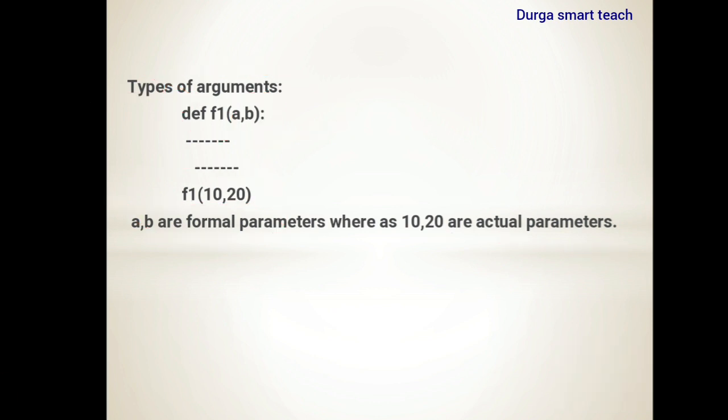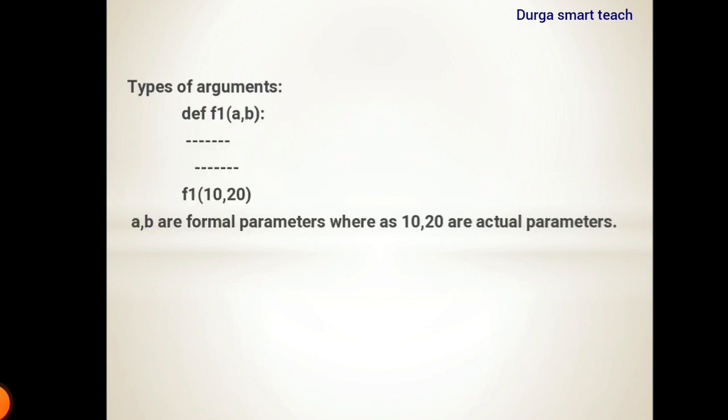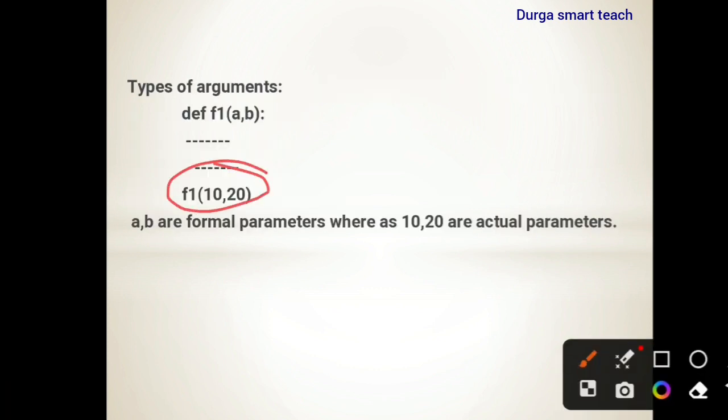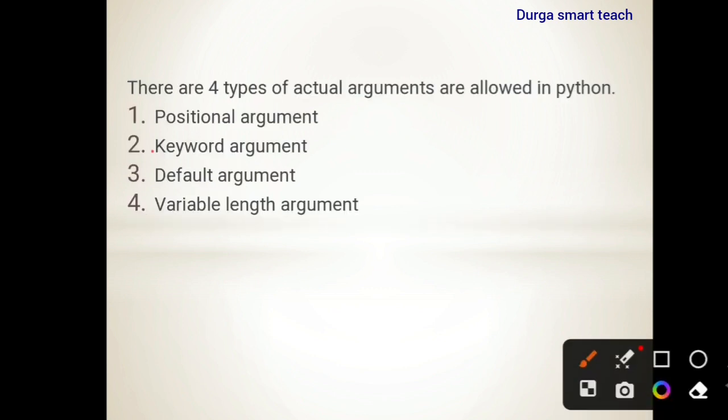Here the actual parameters are nothing but the function calling. Actual parameters are 4 types: positional arguments, keyword arguments, default arguments and variable length arguments. Argument is nothing but parameter. Let's see one by one.